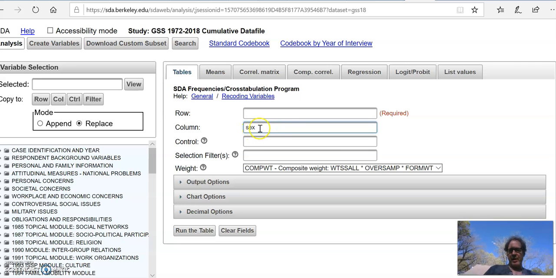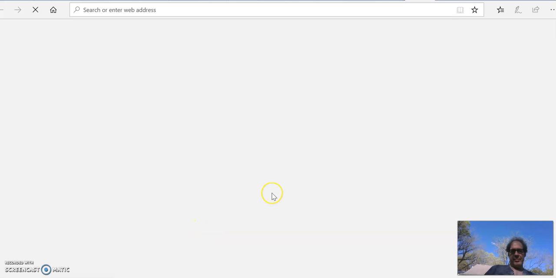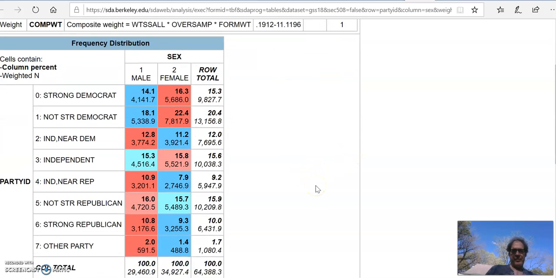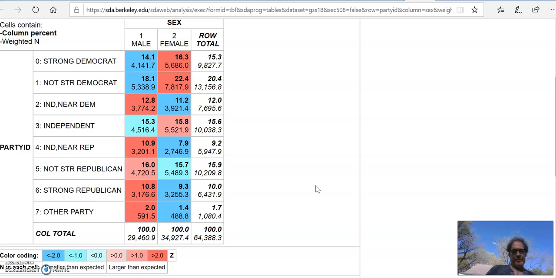So I'm going to type sex in the column box over here, and I'm going to type party ID. Party ID is the name of the variable that measures your political party preference. Party ID goes in rows. So set it up like this: sex in the column box, party ID in the rows. And then click the Run the Table button here.